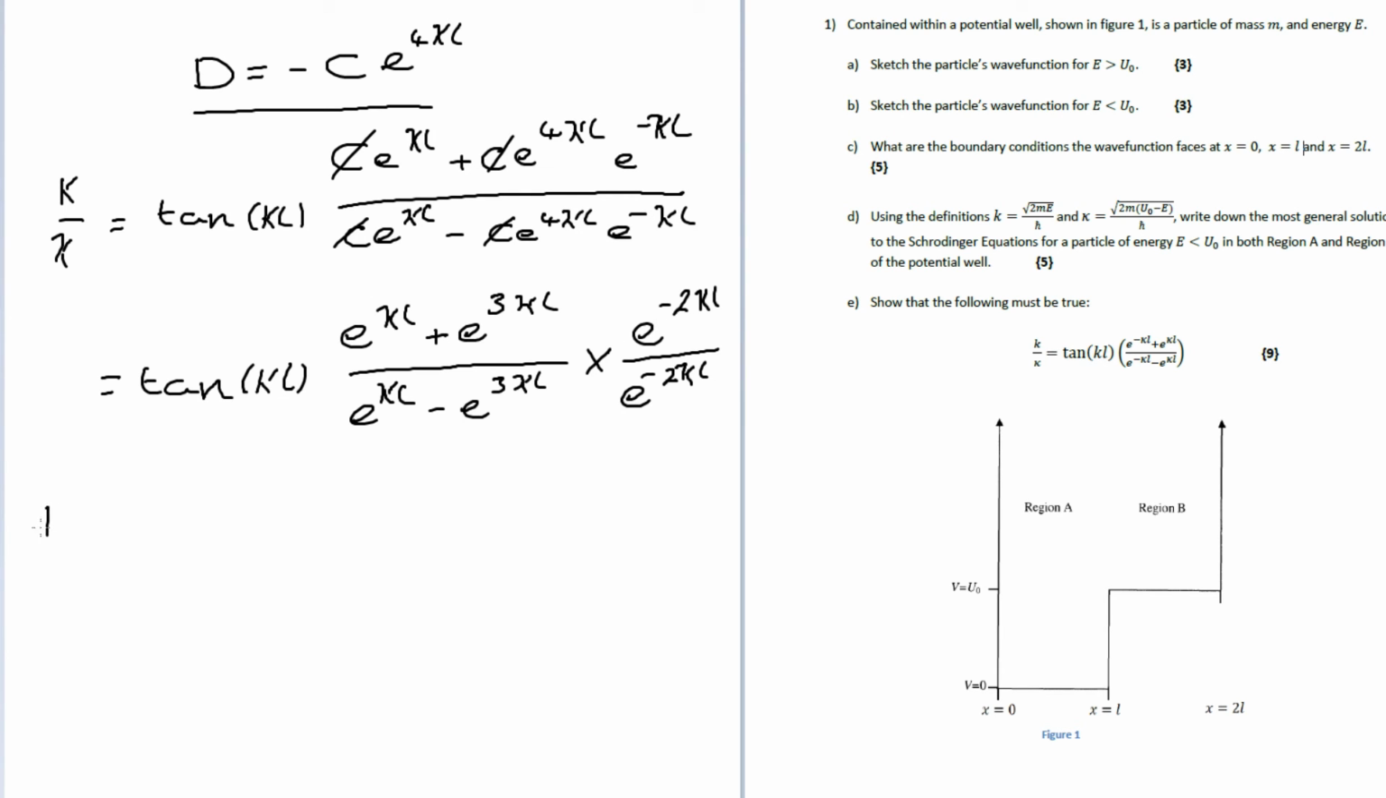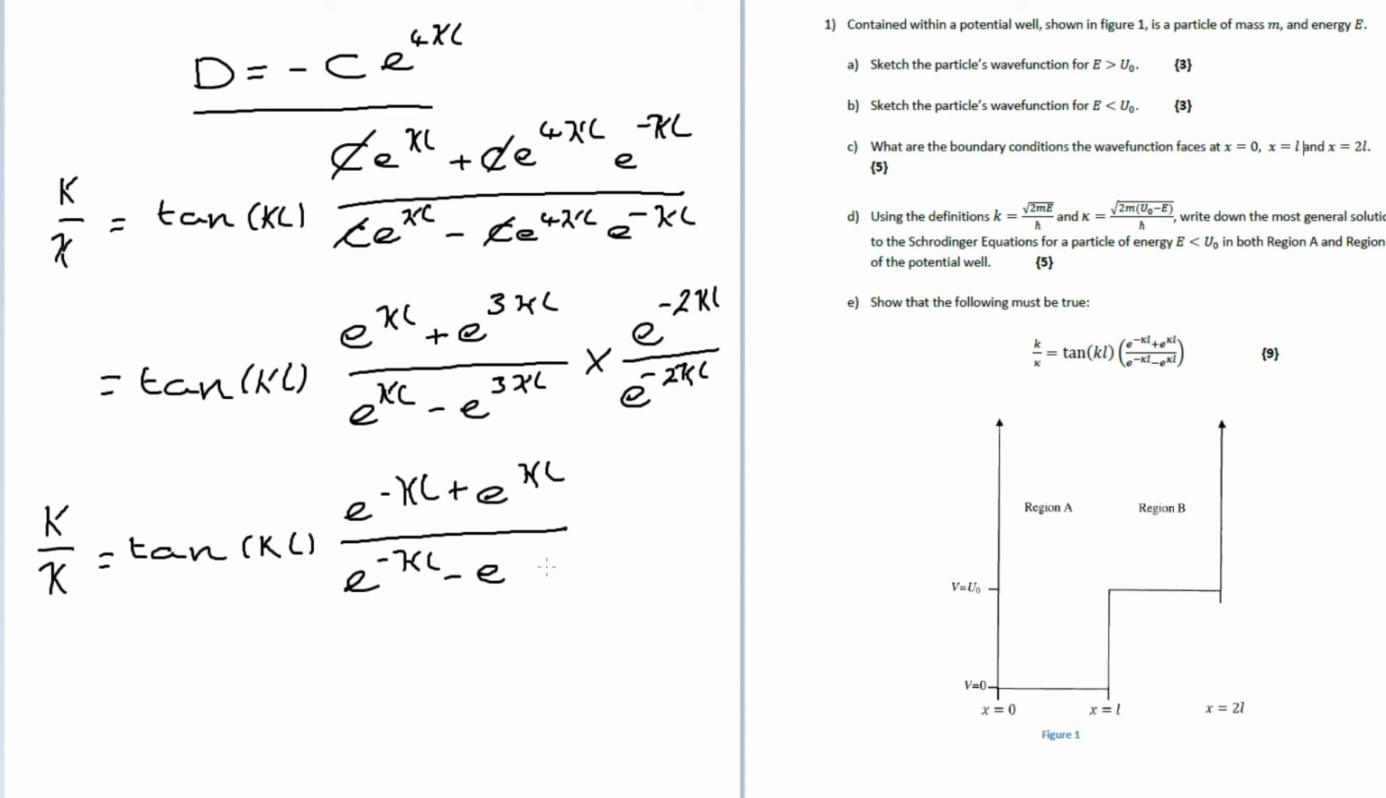So if we do that, we end up finally with k over kappa is equal to tan KL, e to the minus kappa L plus e to the kappa L, over e to the minus kappa L minus e to the kappa L. And you should be seeing that this looks pretty familiar now. And this is what the question asks for. So that wasn't too hard, it was just a lot of maths really, and comparing boundary conditions.